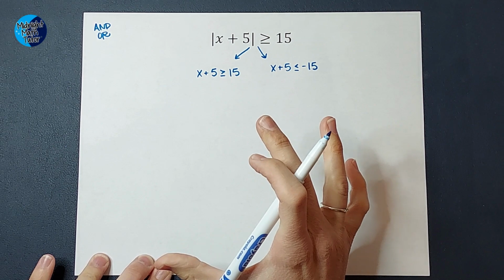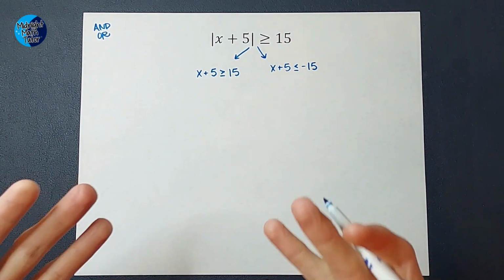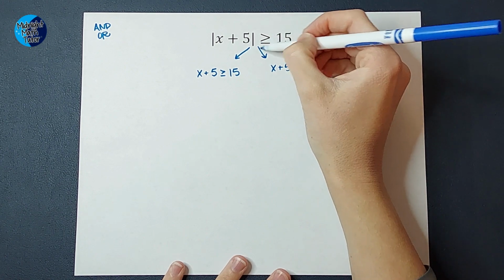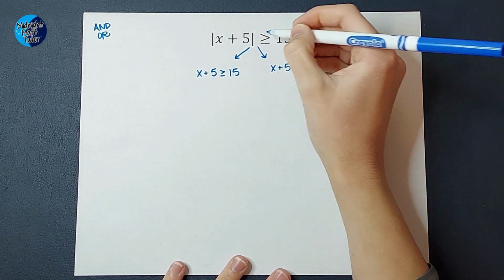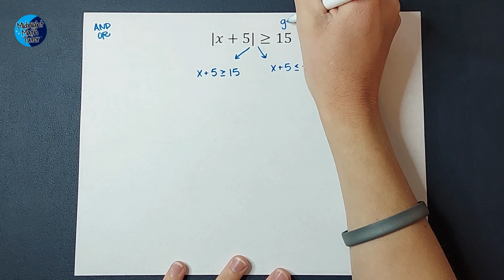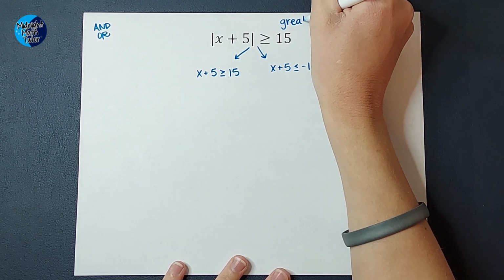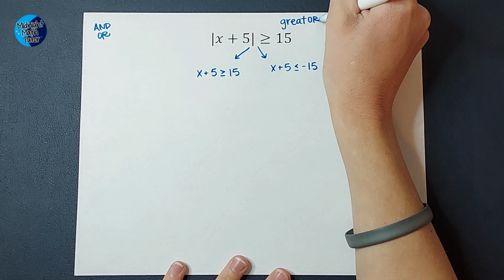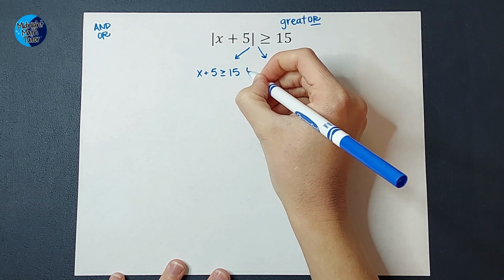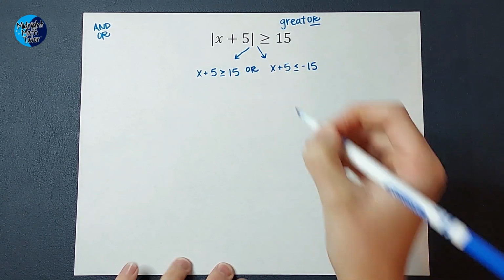Now again, that video I linked earlier will show you why this is the case, but to figure out which kind it is, I can look at my sign. So this is greater than, and one way that can help to remember it is to think of greater. If you have that greater than sign, it is going to be an or inequality.